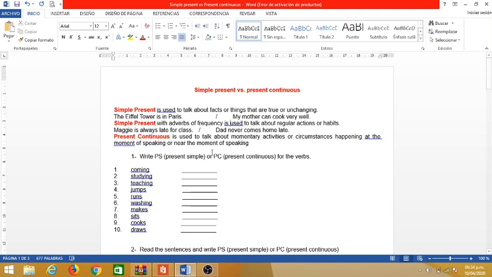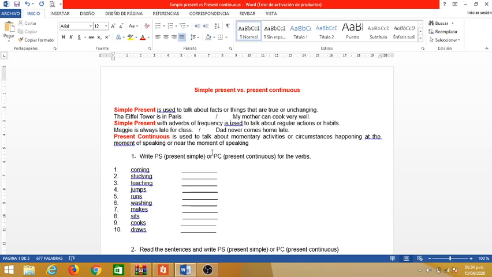Okay? And present continuous, on the other hand, is used to talk about momentary activities or circumstances, for actions happening at the moment of speaking or near the moment of speaking.